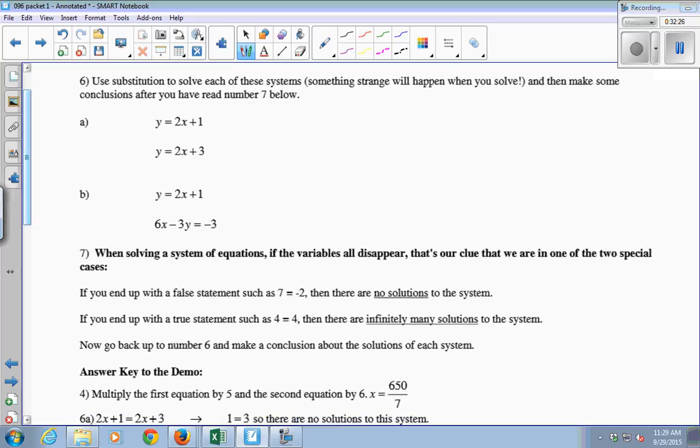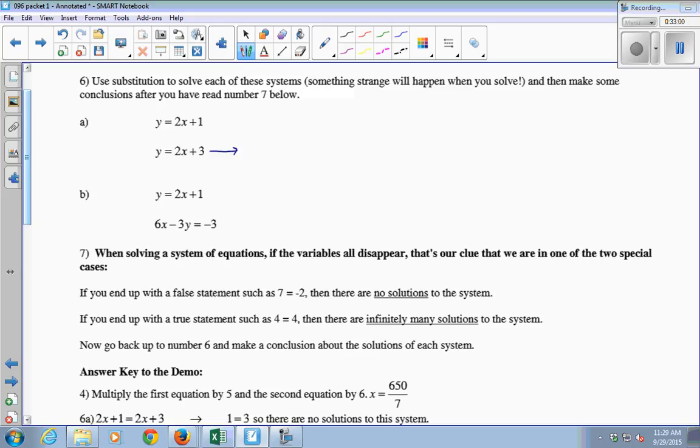So if I was going to use substitution to solve each of these systems, so I've got two systems below, something strange is going to happen when we solve it. Then we're going to make some conclusions. Okay. So if I use substitution, the first method I showed you, you pick one of your equations and solve for one of your variables. Okay. So this first equation is already solved for y, right? So in my second equation, I can replace the y with a 2x plus 1.